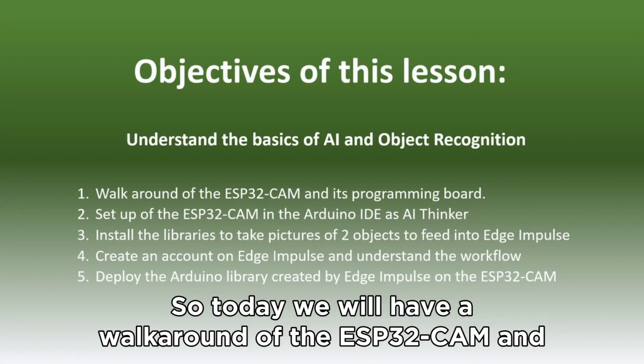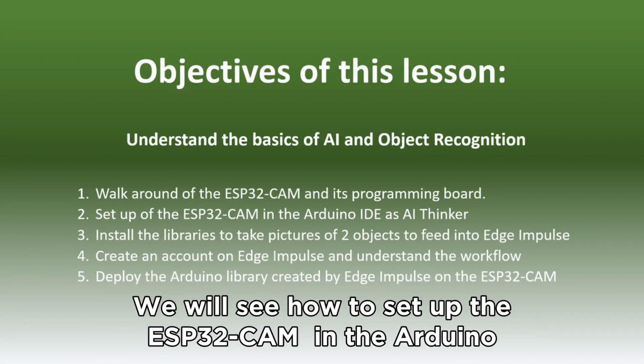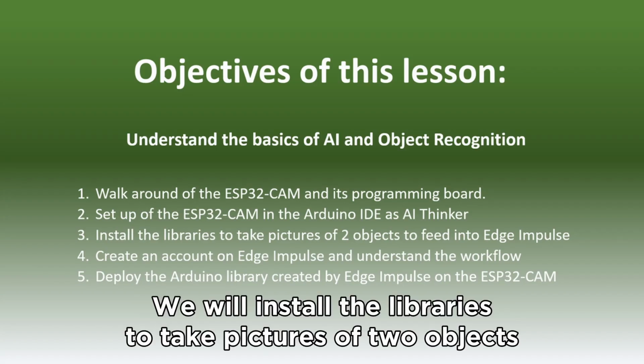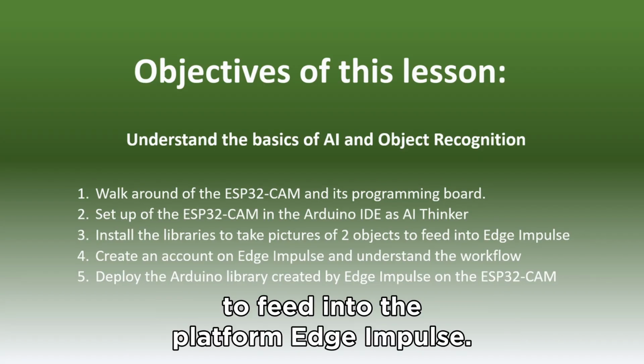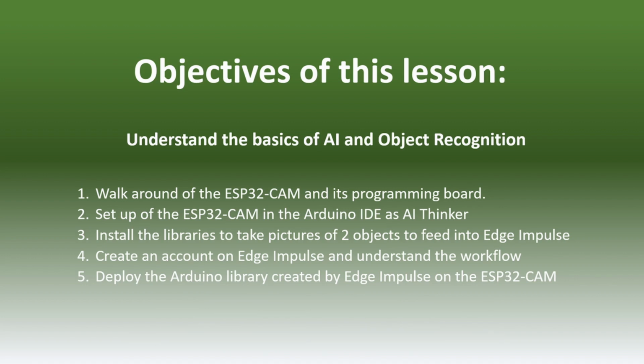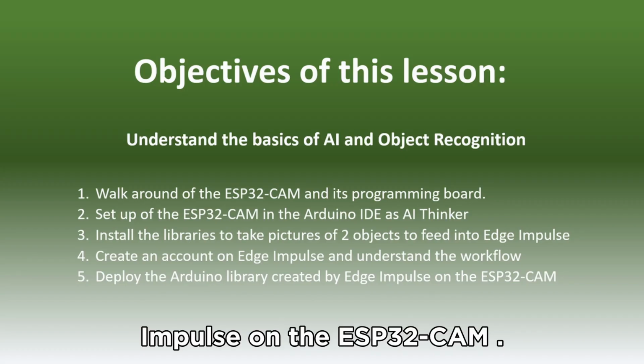So today we will have a walk around of the ESP32CAM and its programming board. We will see how to set up the ESP32CAM in the Arduino IDE as AI Thinker. We will install the libraries to take pictures of two objects to feed into the platform Edge Impulse. We will create an account on Edge Impulse and understand the workflow. And lastly, we will deploy the Arduino library created by Edge Impulse on the ESP32CAM.